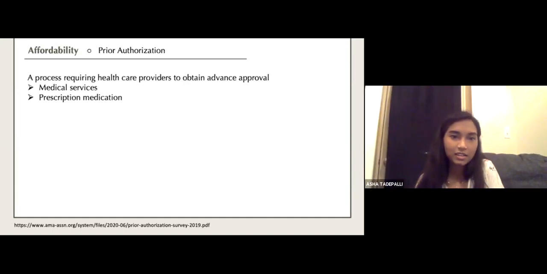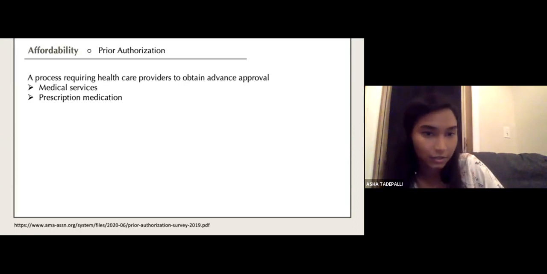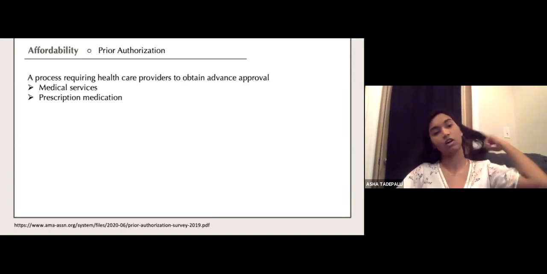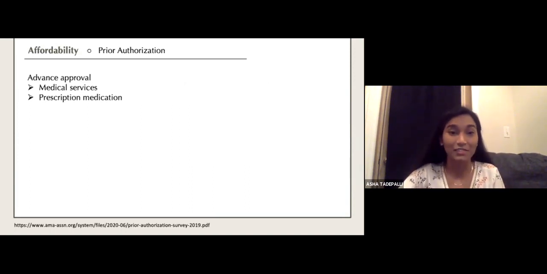Good to know. So like we mentioned earlier about the difficulty with the insurance, Xiidra is one that may require prior authorization, which is a process that we as healthcare providers have to do to obtain advance approval. So this could be for medical services, but more often in our case for prescription medication. We all kind of know how difficult it is.